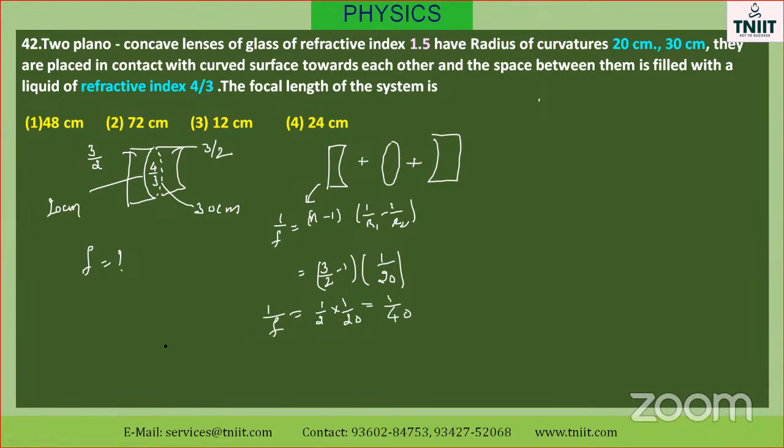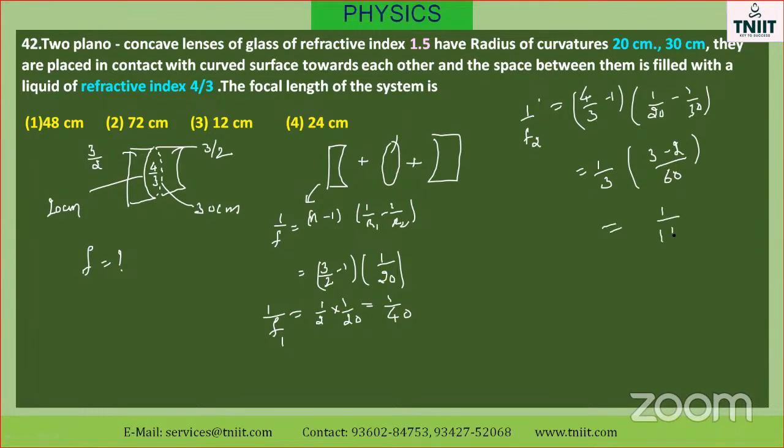Come to the second case. The second case is having both the lens. Let it be F2, and this is F1. For the second case, the water refractive index is 4 by 3. So (4 by 3 minus 1) into (1 by 20 minus 1 by 30). That is 1 by 3 into, LCM is 60, that is (3 minus 2). This is 1 divided by 180. This is 1 by F2.